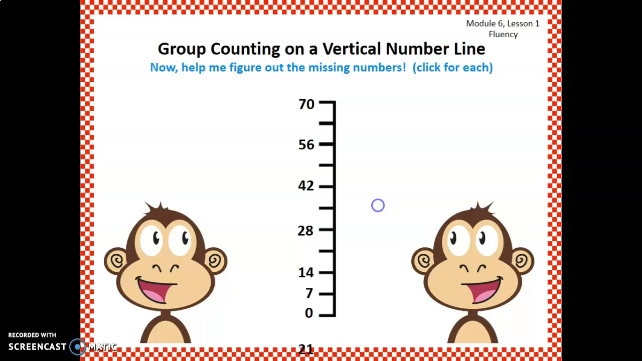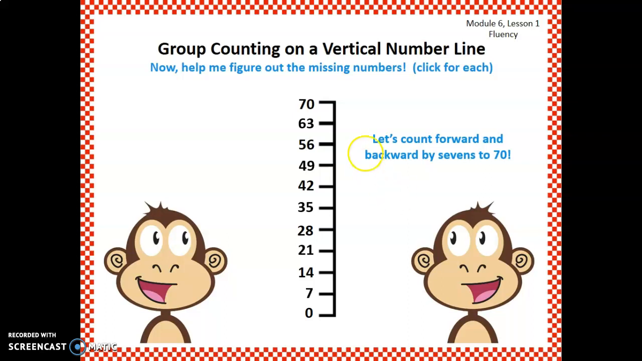7, 14, 21, 28. What comes next? 35, 42. What's next? 49, 56. I bet you know what's next. 63, 70. Now backwards. 70, 63, 56, 49, 42, 35, 28, 21, 14, 7, 0. Didn't take us long to figure out that pattern, did it?